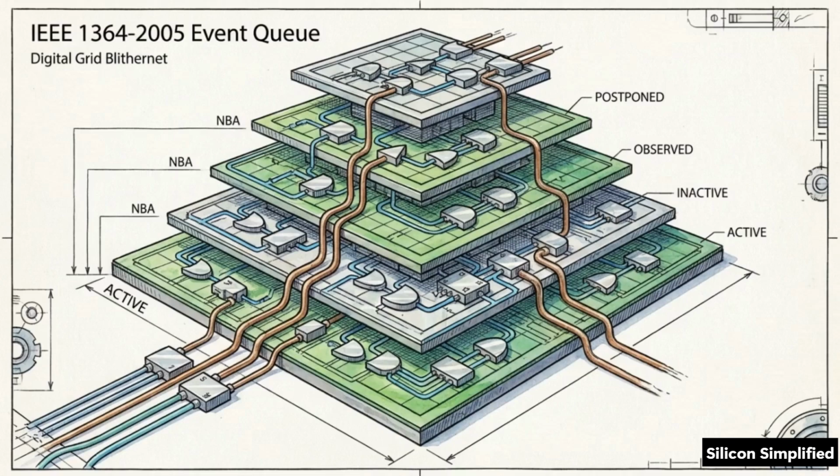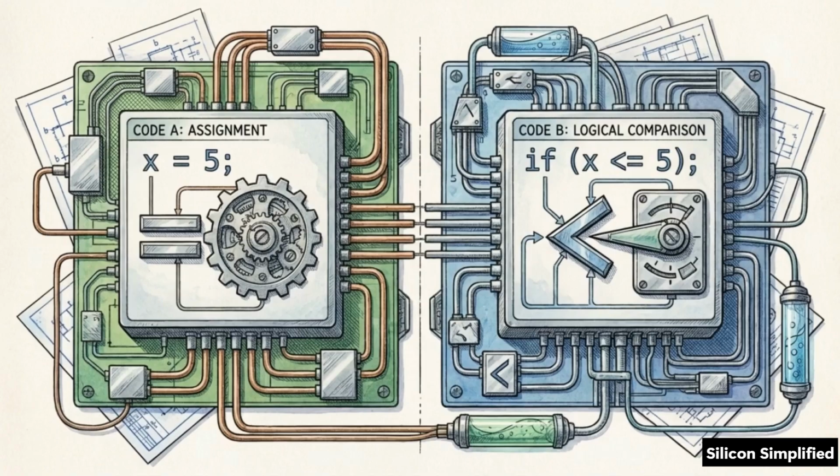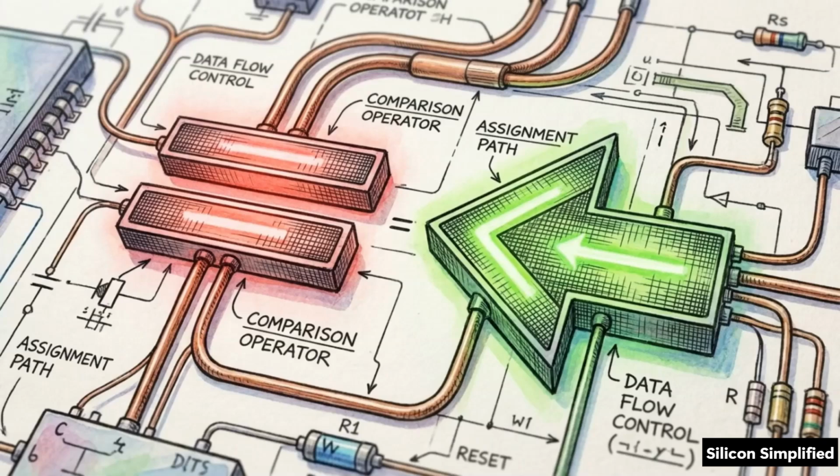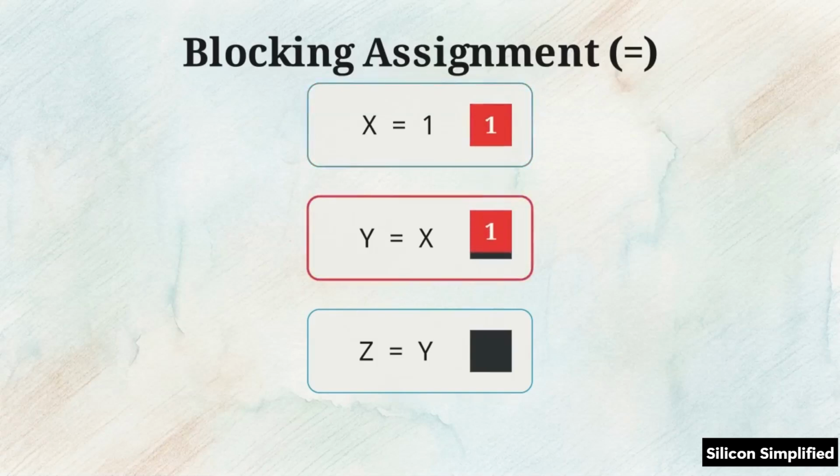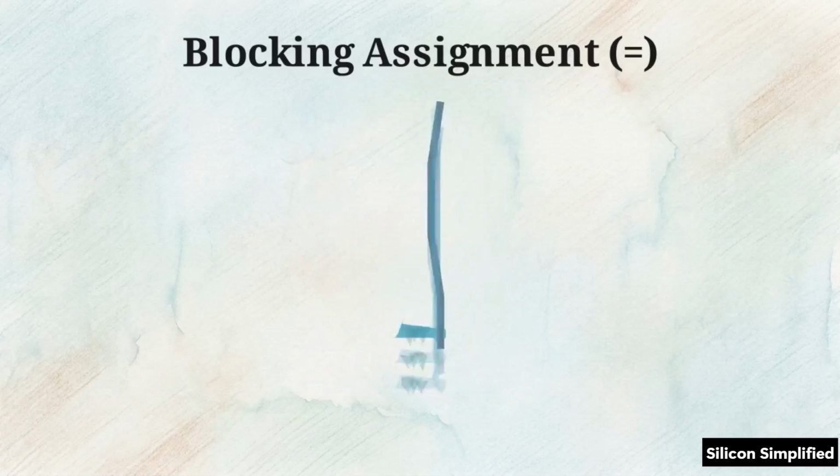The IEEE 1364-2005 event queue is the engine of the simulator. It dictates how the software processes hardware time. We can observe this engine by testing two blocks of logic that differ only by their assignment operator, a blocking equal sign versus a non-blocking arrow. A blocking assignment executes sequentially, collapsing logic into a single path.